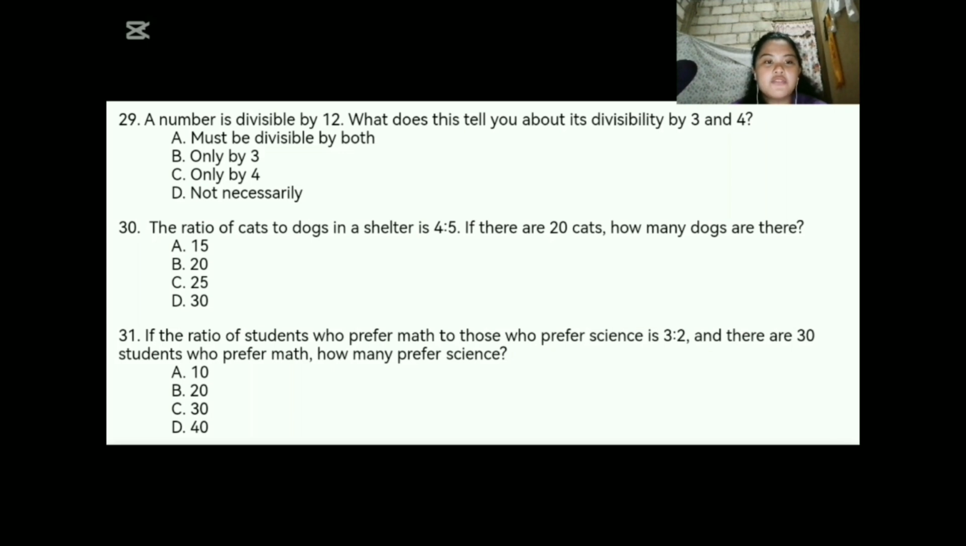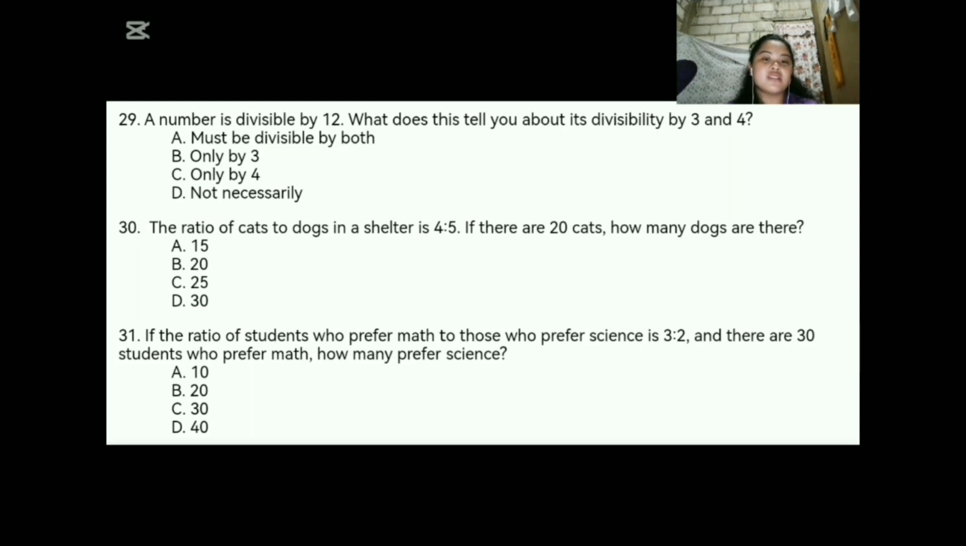The ratio of cats to dogs in a shelter is 4:5. There are 20 cats. How many dogs are there? A, 15, B, 20, C, 25, or D, 30. So the correct answer for this number is 25. We are now talking about ratios, so let's rationalize first the choices.